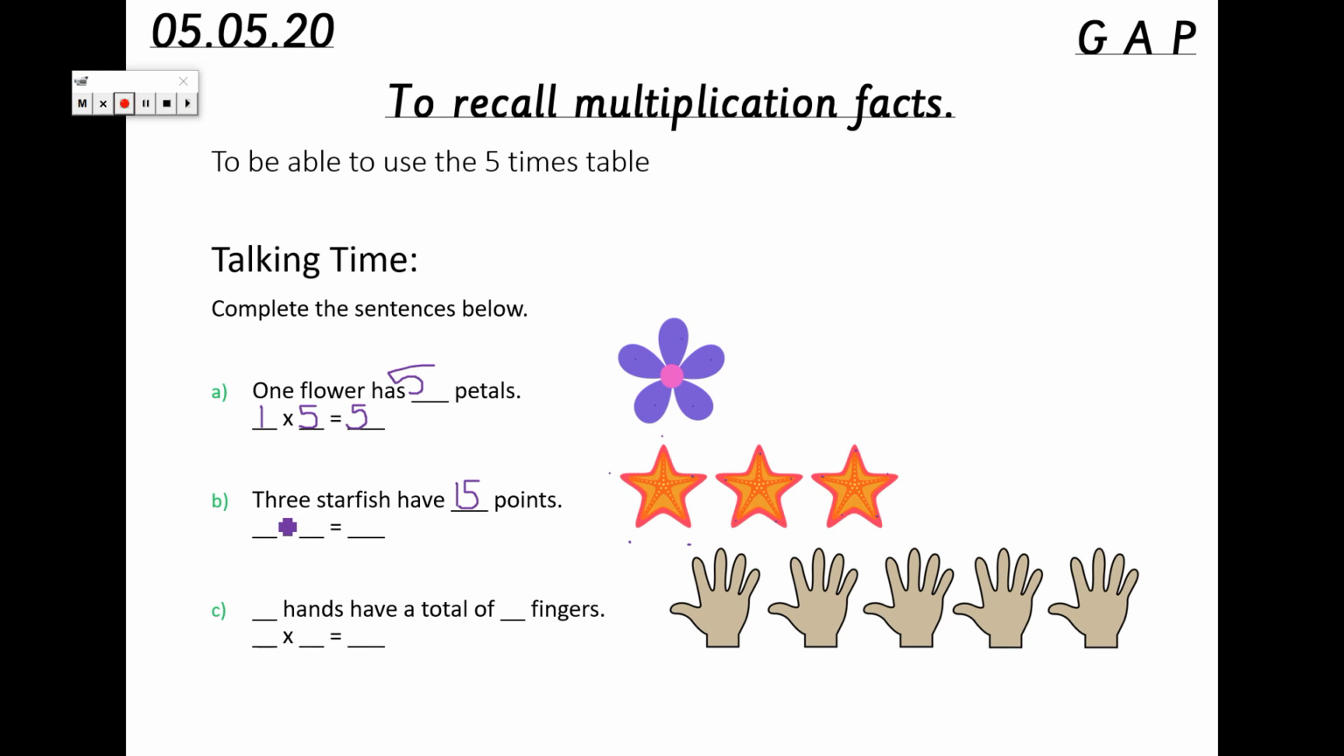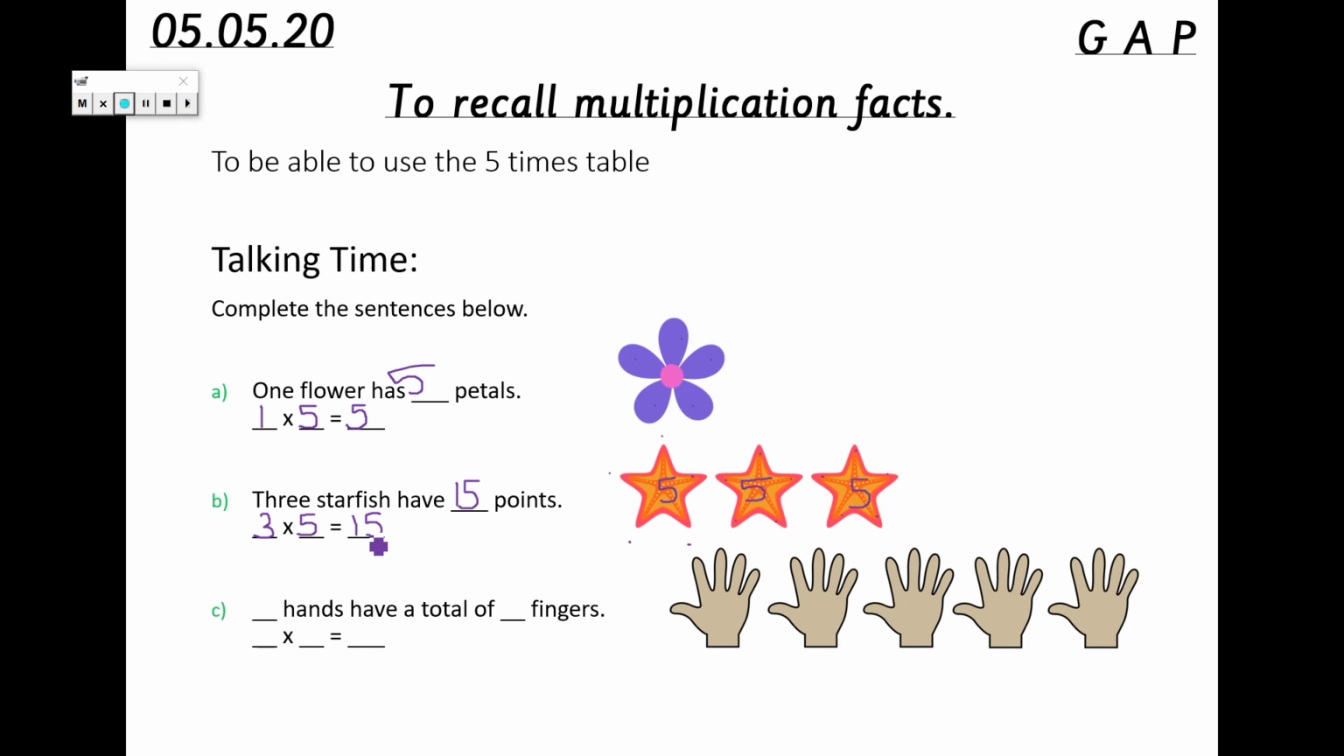So to write that as a number sentence, we would have 3 starfish with 5 points on each star, because we have got 5 here, we have got 5 here, and we've got 5 here, with it giving us a total of 15. Excellent. Okay, so the final one again has got some information missing.